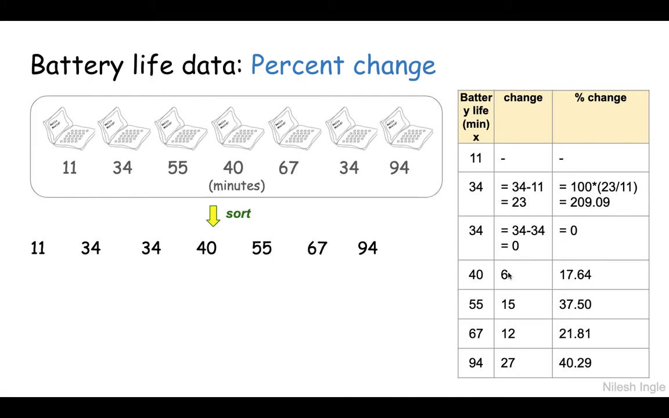Now, how do you put that in percentages? To do that, what you do is 100 times the change, so in this case 23, divided by the previous value, which in this case was 11. So as you can see, from laptop 1 to laptop 2, as it went from 11 to 34, there was almost 200% increase in the battery life measurement. And as we went from laptop 3 to 4, there was about 17% increase in battery life that we measured.